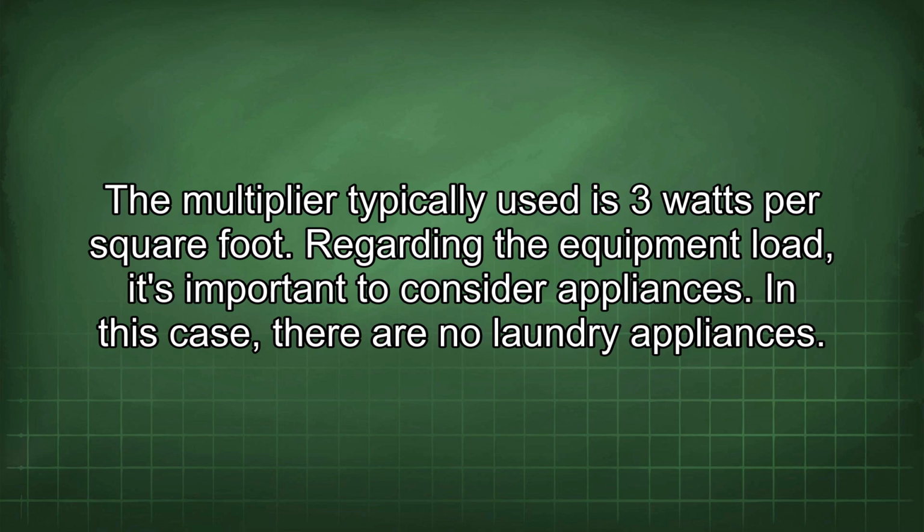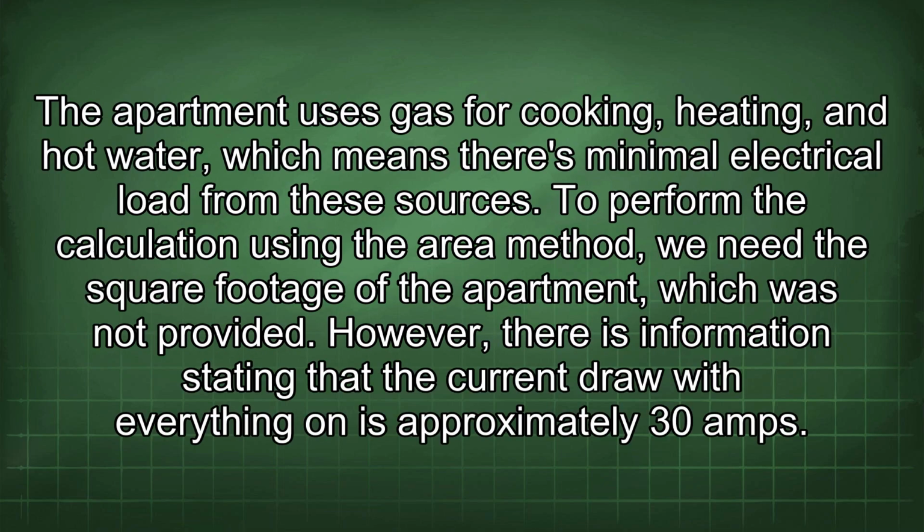In this case, there are no laundry appliances. The apartment uses gas for cooking, heating, and hot water, which means there's minimal electrical load from these sources. To perform the calculation using the area method, we need the square footage of the apartment, which was not provided. However, there is information stating that the current draw with everything on is approximately 30 amps.